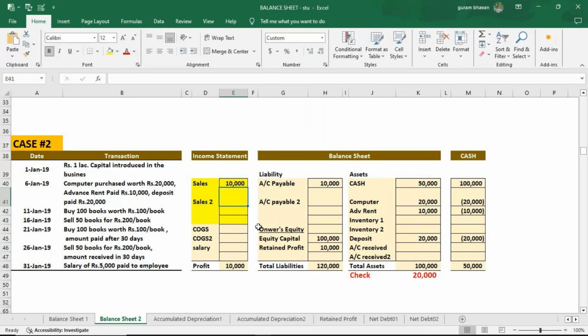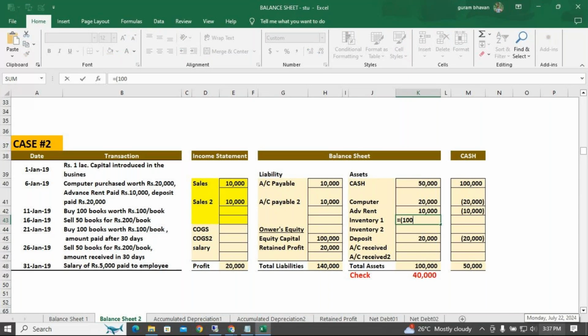Again, I bought one more time, 100 books at the rate of 100 per book. Again, I made the sales of 50 books, so sale 2 equals 50 into 200. Here inventory equals I bought 100 books at the rate of 100, then minus I sold 50 books.